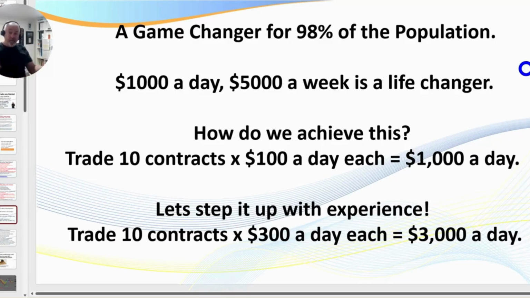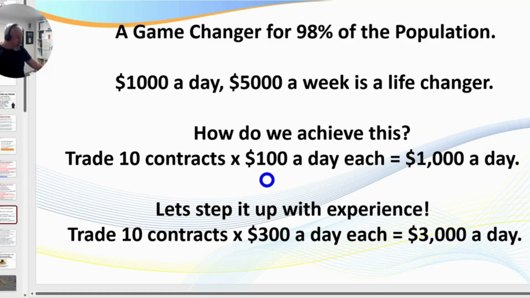Now unfortunately, some traders now I know are probably switching off. They don't want to hear this, and they wonder why they keep struggling as traders. There's only one way to master the art of day trading, and that's by doing it the right way the first time. Now $5,000 a week or $1,000 a day would be a game changer for most people globally. That is the true potential.